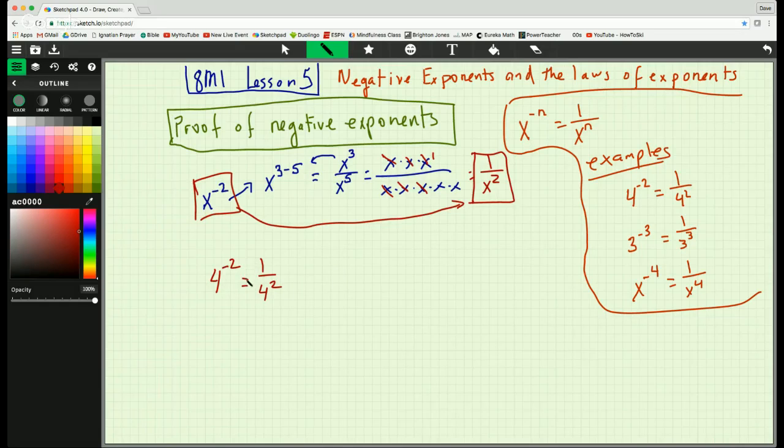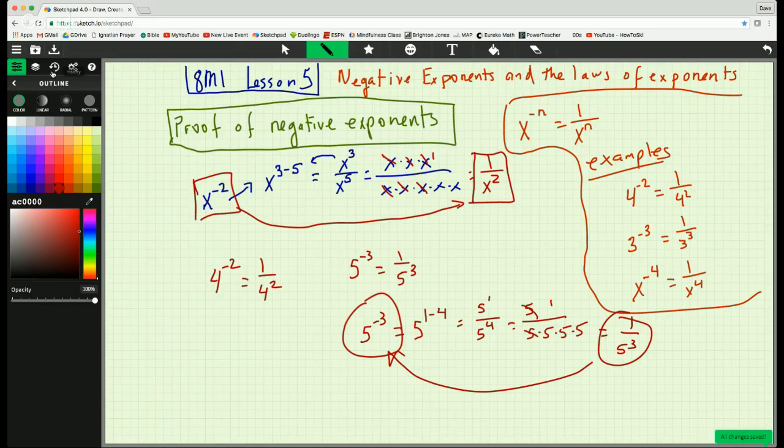Or you could even try it with a different number, like 5 to the negative 3 is equal to 1 over 5 cubed. And you do it the same way. And you might have one like this on your homework. 5 to the negative 3 is equal to 5 to the 1 minus 4, equals 5 to the 1 over 5 to the 4, equals 5 over 5 times 5 times 5 times 5. Cancel, cancel. You have your 1 left over. 1 over 5 cubed.